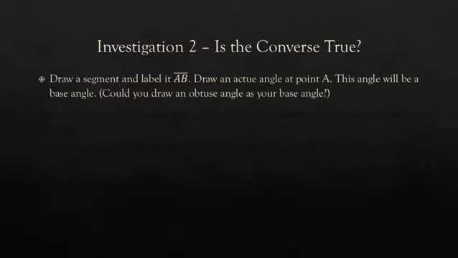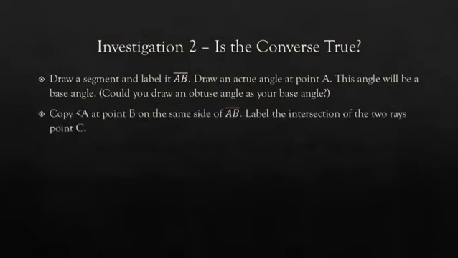Remember that base angles are going to be the same measurement in an isosceles triangle. So could you have two obtuse angles in any one triangle? No, you can't. You would get more than 180 degrees. So you have to have an acute angle as your base angle.